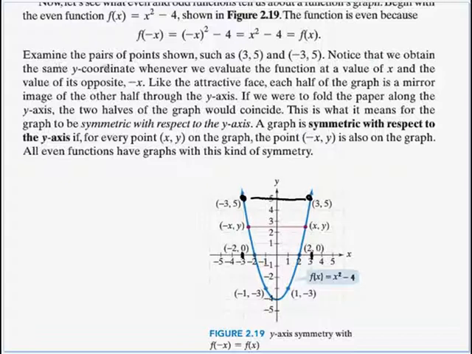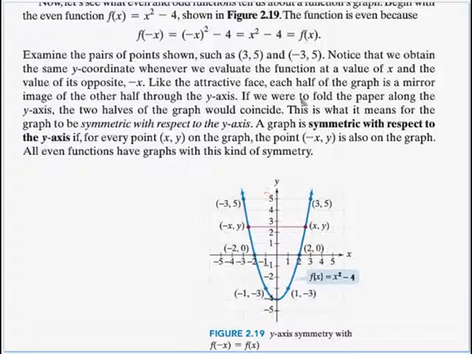Notice that we obtain the same y-coordinate whenever we evaluate a function at a value of x and its opposite, negative x. So if you plug in a 2, you get a 0. If you plug in a negative 2, you get a 0. If you plug in a 1, you get a negative 3. If you plug in a negative 1, you also get a negative 3. They will always pair up perfectly symmetrical about the y-axis. And that put the bottom of our parabola right on the y-axis.